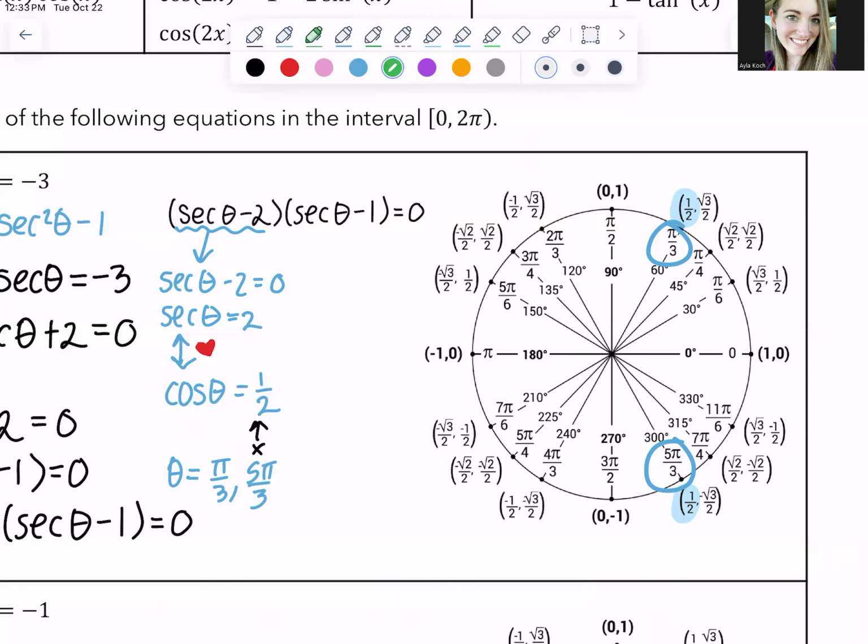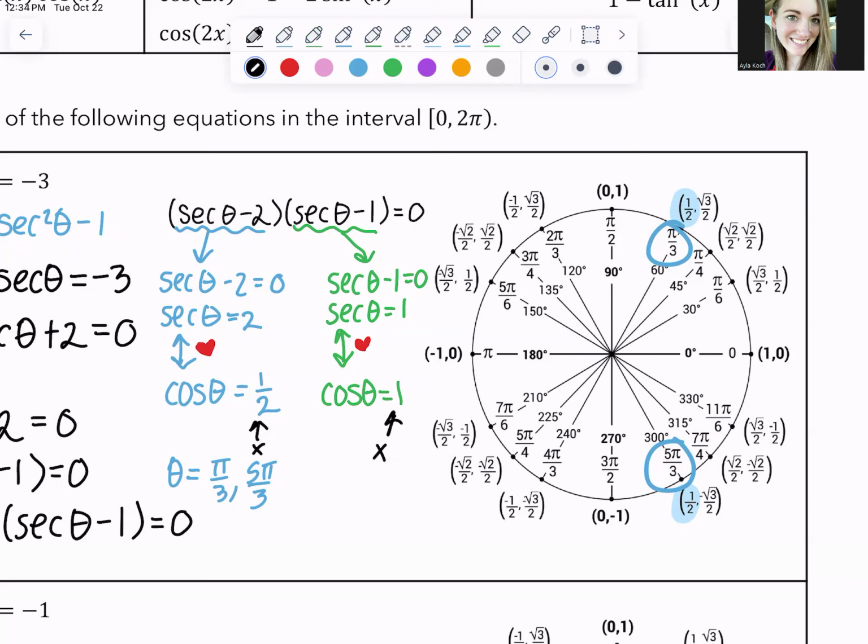And for the second equation, secant theta minus 1, we have secant theta minus 1 equals 0. Secant of theta equals 1. Soulmates. Very important. Listen, it makes math fun for me. So the reciprocal of 1 is simply 1.